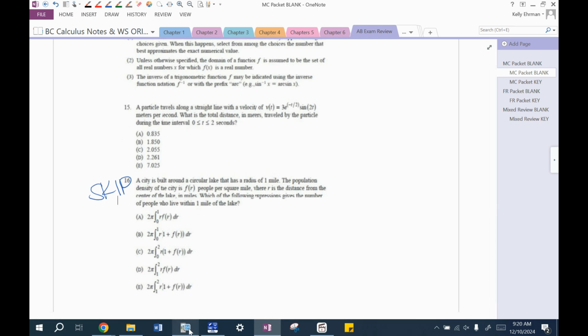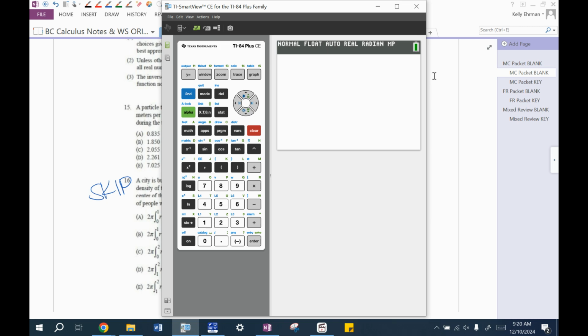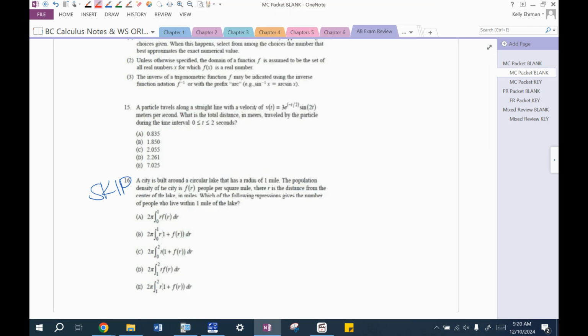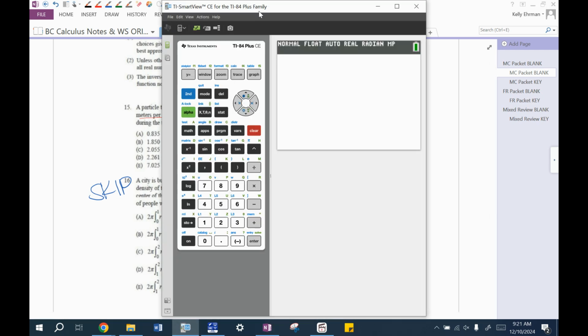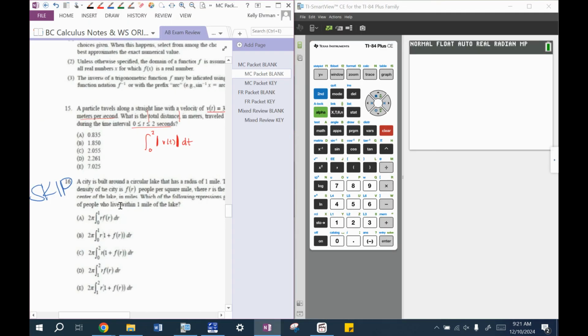And again, we can use a calculator now. So make sure your calculator's in radian mode. All right, a particle travels along a straight line with this velocity, measured in meters per second. What is the total distance in meters traveled by the particle from 0 to 2? So total distance is the integral from 0 to 2 of the absolute value of v of t dt. If it said change in position, I would just take the absolute value out. So let's go ahead and calculate this.